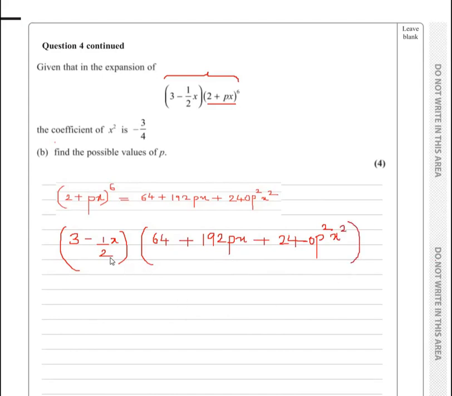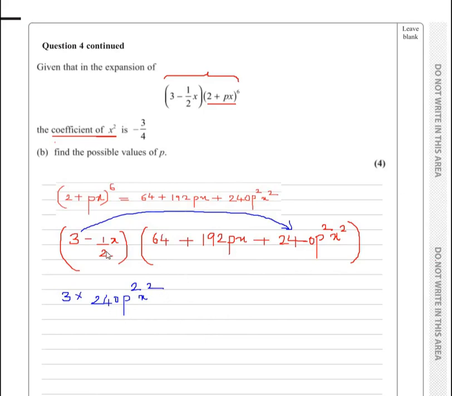Now the trick over here is do not multiply 3 with all the terms. You need to multiply it with the terms which will give you a coefficient of x square. For example, if you multiply 3 with 64, you will not get an x square term. So no need to multiply these two. 3 with 192 px, again you will not get x square when you multiply it. But when I multiply 3 with 240 p square x square, I will get an x square coefficient. So 3 into 240 p square x square.